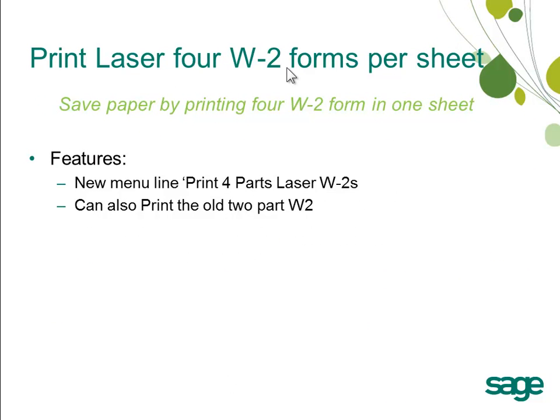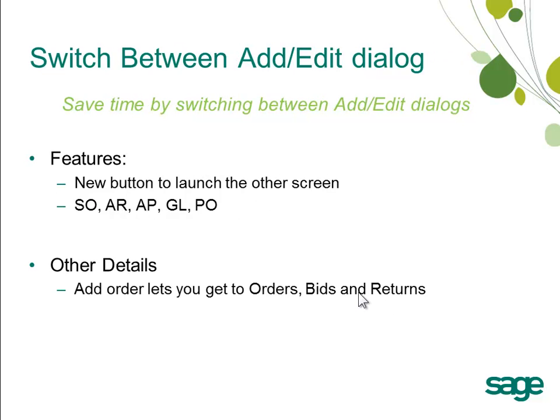Finally, we've added print laser form W2 forms per sheet, which allow you to do four up laser of W2s. Very inconvenient to have to print the old way where you were printing tons and tons of paper, and this helps save trees.